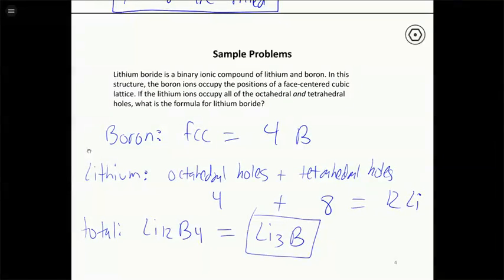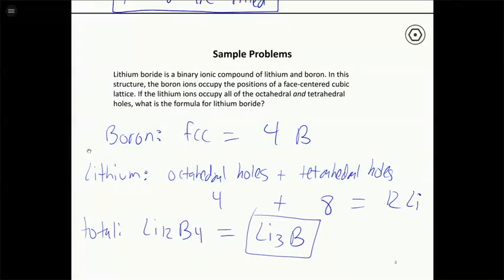boron has a 3- charge, which is not something we would easily predict from the periodic table necessarily. But by looking at the structure of the compound, which positions are filled by the boron, which positions are filled by the lithium, we can just count the atoms and get the formula that way.